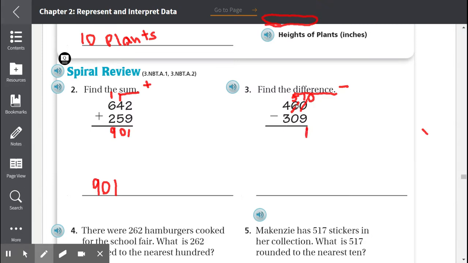Now this is no longer 6 minus 0. It is now 5 minus 0. 5 minus 0 equals 5. And in the hundreds place, 4 minus 3 equals 1. So our answer is 151.